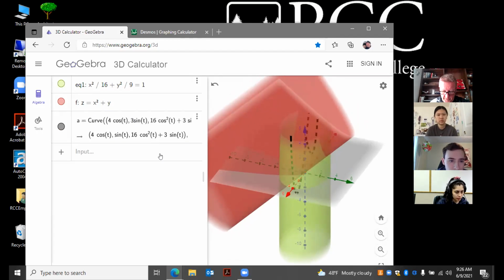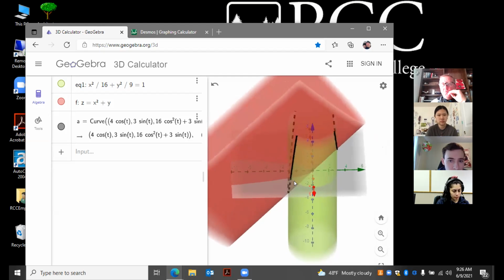So 4 cosine of t, sine of t, 3 sine of t. That should be right now. See how it is working now?